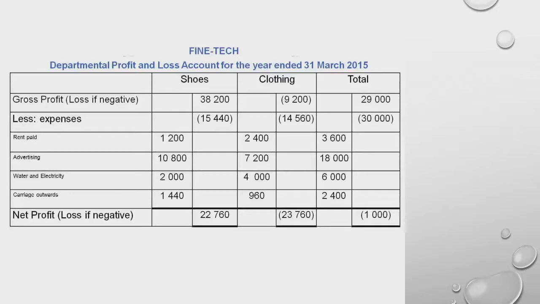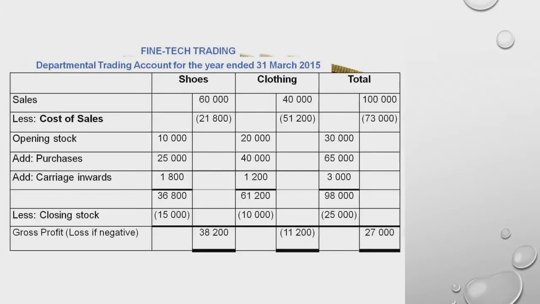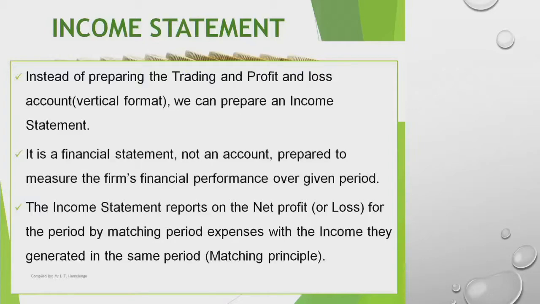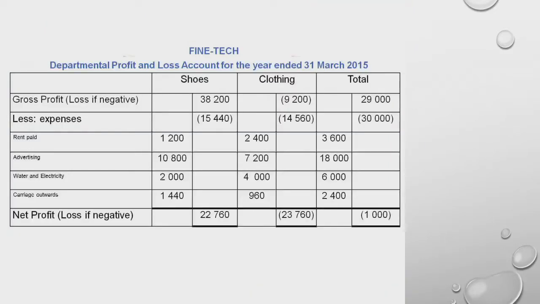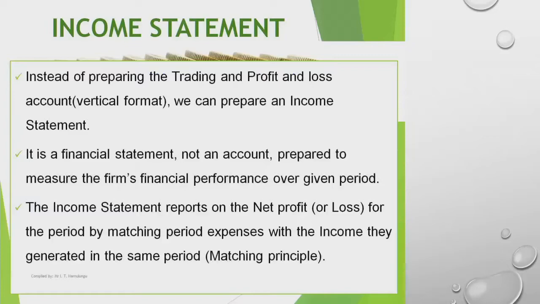But the reason why I think this department, clothing, had a gross loss is because it has too many purchases and the cost of sales went up. That resulted in it having too much loss.